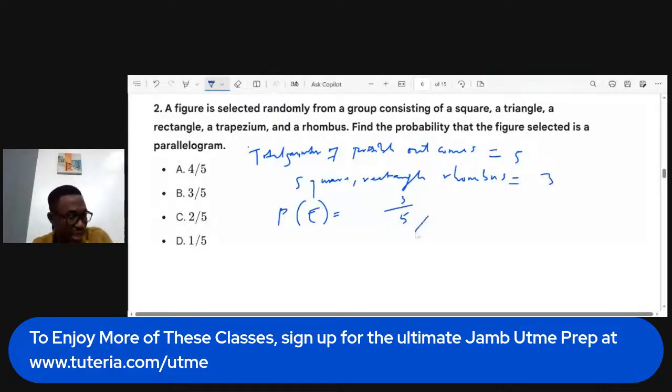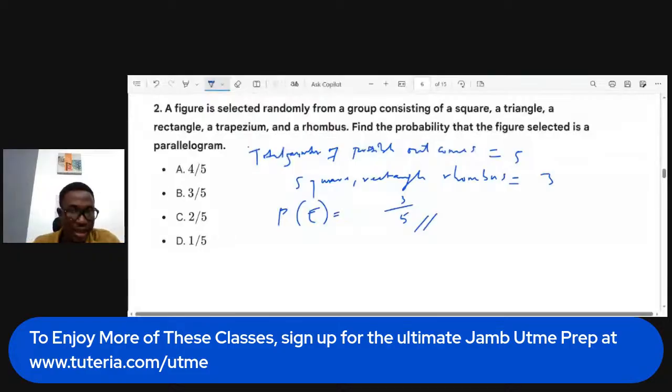Please, if you don't understand this, let me know. That's why I'm breaking it down to the point where you can understand. Someone dropped an answer. Please check again. A parallelogram will give you 4 sides, and 2 opposing sides are equal. Please, that's the definition of a parallelogram.